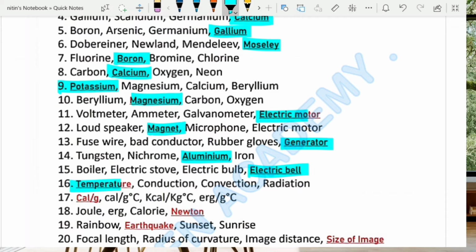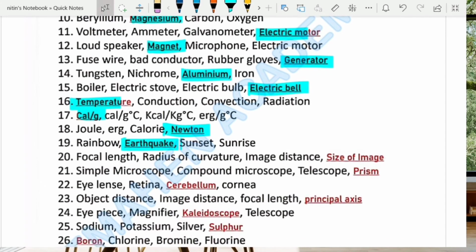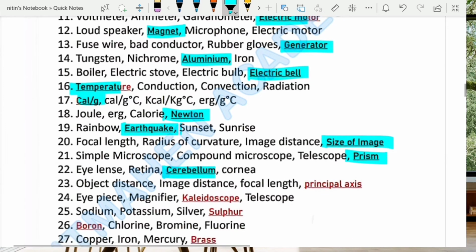Temperature, it is right, it is 1 joule or calorie Newton. Rainbow, earthquake, sunset, it is a earthquake. Focal length, radius of the curvature, image of the distance, size of the image. Next, simple microscope, compound microscope, telescope and prism are different. Eyes lens, retina, chasm and cornea, it is a cornea.